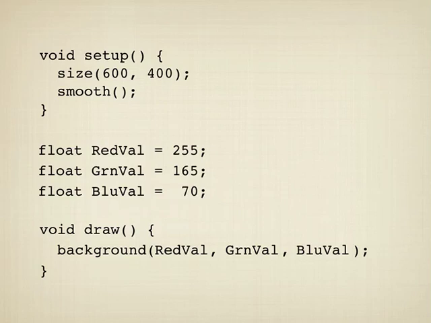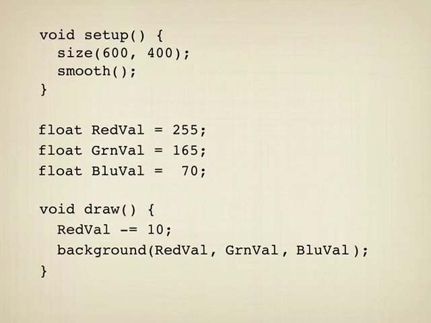Suppose we want the red value to go down on every frame. We want it to get steadily darker and darker. Well, we can just stick in a line. redval -= 10, using our shortcut, redval = redval - 10. And now every time we come through, redval will be 10 less than it was before.